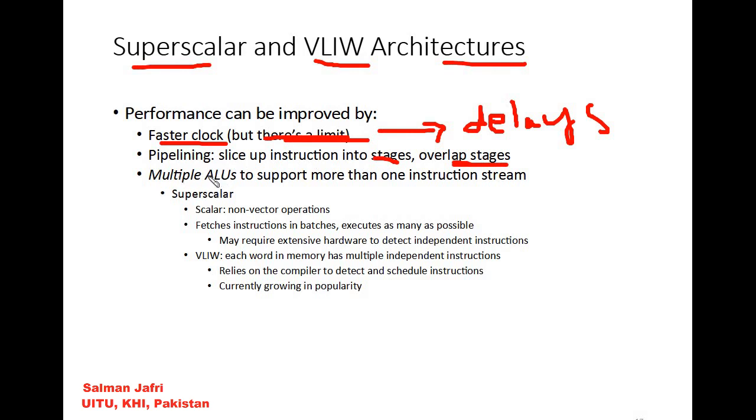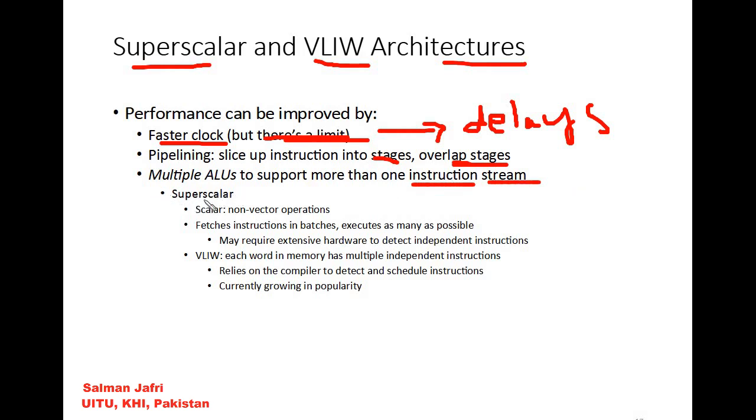And we can also have multiple ALUs that support more than one instruction stream. So separate instruction pipelines can be there, in which instructions can be executed in parallel. Some processors like the Pentium and the Core have used this architecture to speed up instruction execution.